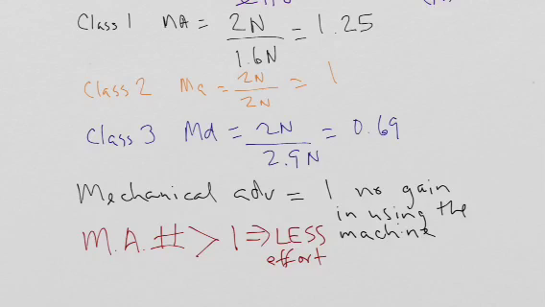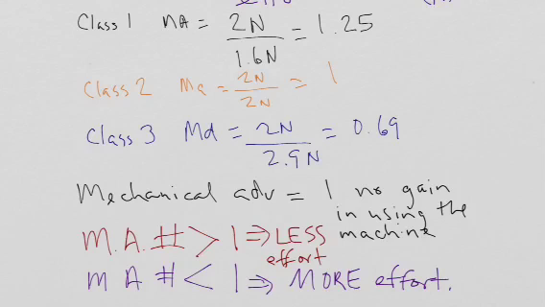It means you have to do less work. Yay! Okay, whereas if we look at our Class 3 lever, we know that a Class 3 lever takes more effort. Okay, but the reason behind using it is that it increases the speed and the magnitude of the force. So in this case, if the MA number is less than 1, we're going to have to use more effort.